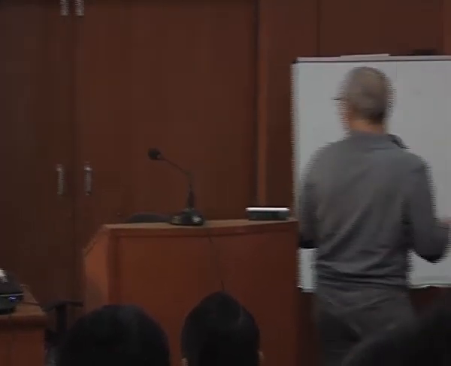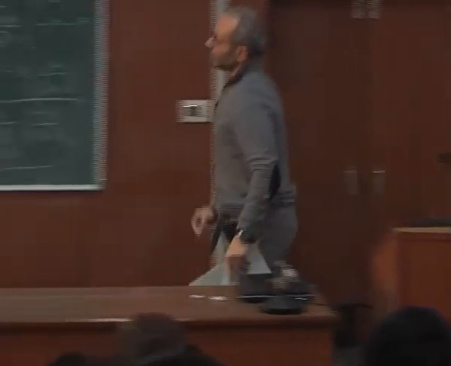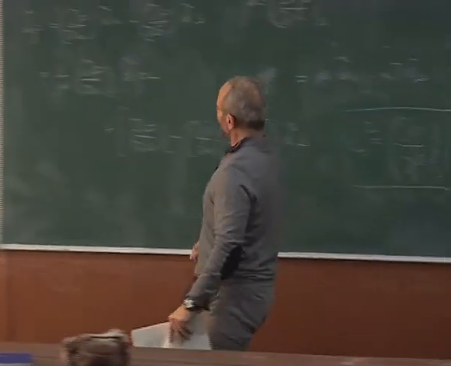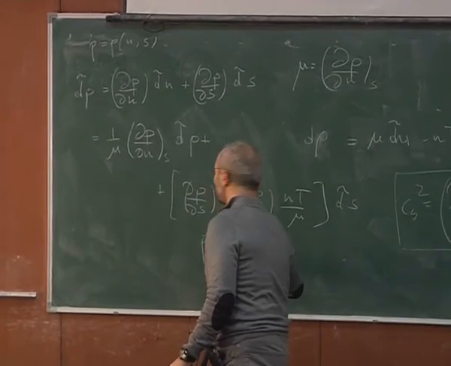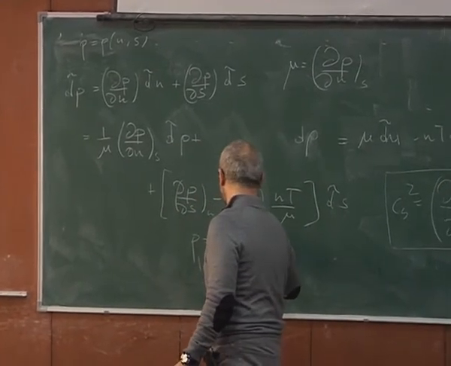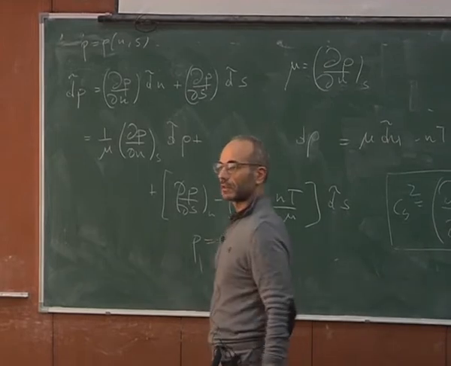Now, what happens when you take only an adiabatic fluid, when the entropy is constant? So this means that you give some equation of state, for example P is a function of n and s.